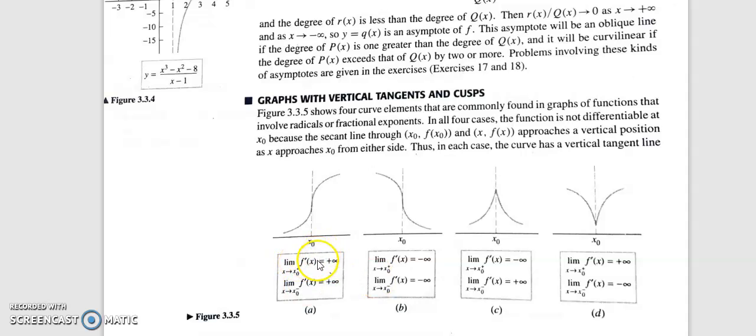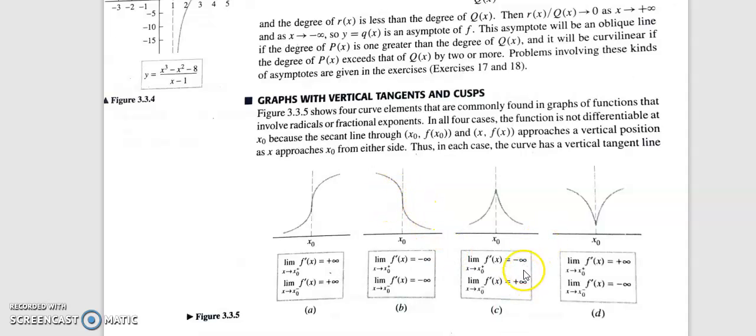Here, when f dash is infinity or minus infinity, you have possible vertical tangents. The slope is infinite, and when the slope is infinite, our tangent line becomes vertical. So when your slope is infinite, these are the possible shapes of the graph. If both limits are plus infinity, this will be the shape, and the concavity changes. Again if both are minus infinity, the concavity changes.